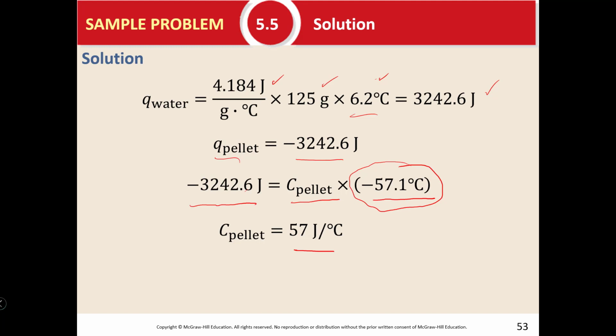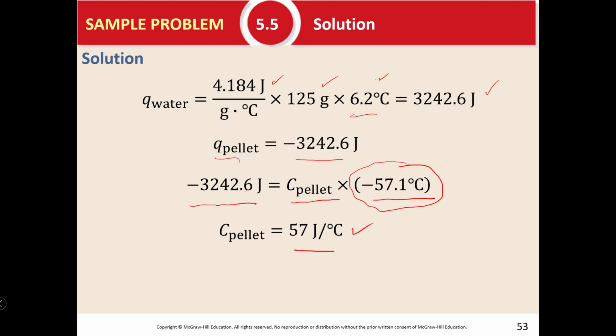Negative 3242.6. Divide that by negative 57.1. And we get 56.7. And it rounds up to 57. So this is correct. That is the correct answer there.